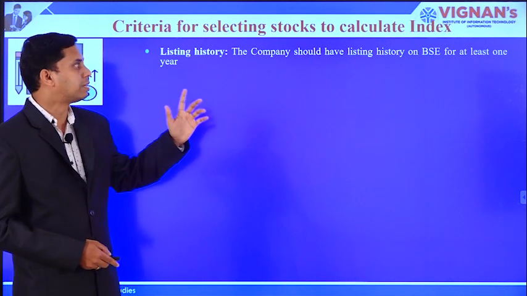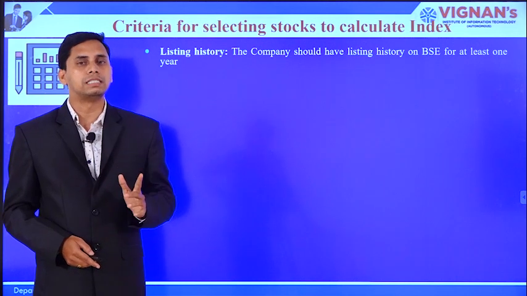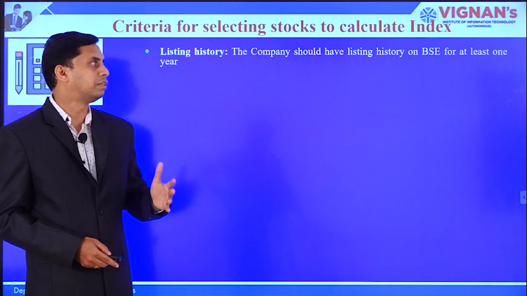This history must be at least 1 year. So, at least the stock must be introduced in the Sensex for about 1 year, or Nifty for about 1 year.